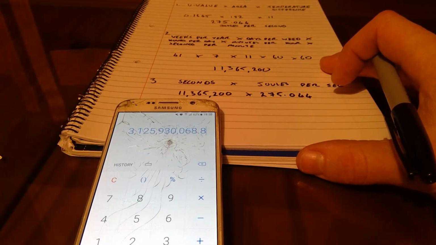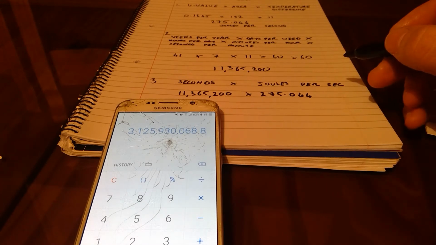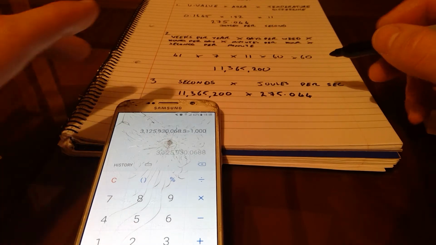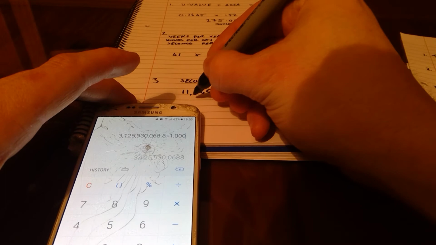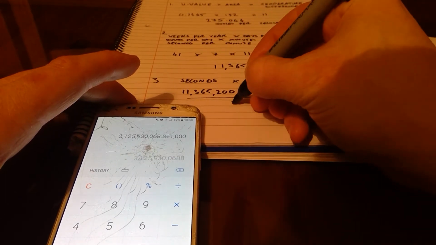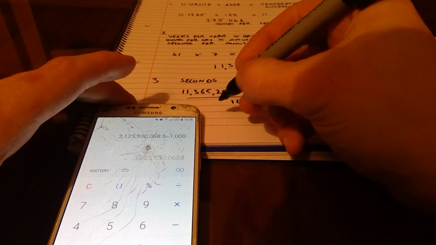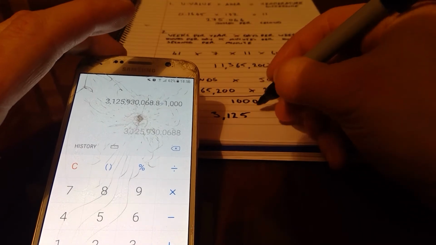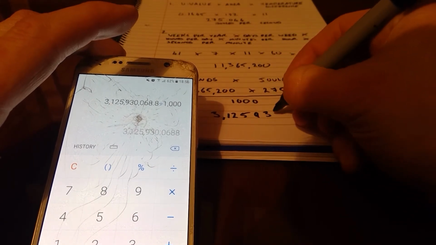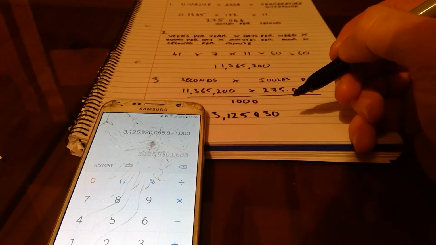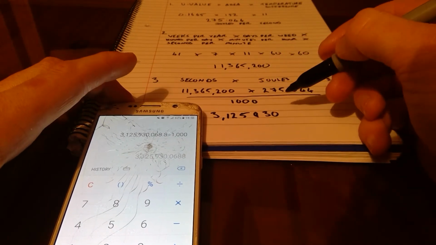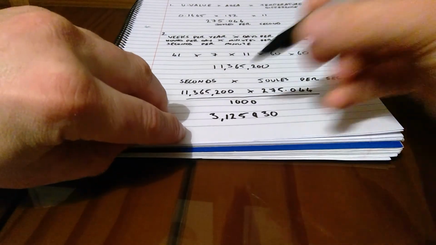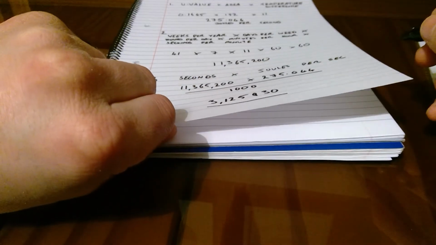Now, this answer must be in kilojoules. That at the moment is in joules. So what you must do is divide that by 1,000, and that will give you the answer you're looking for. So you divide by 1,000, and that gives us 3125930. We can leave out those decimal points. So 3125930. That's step three done. That's probably the trickiest of the steps. Okay, that's kilojoules. Now, going on to step four.